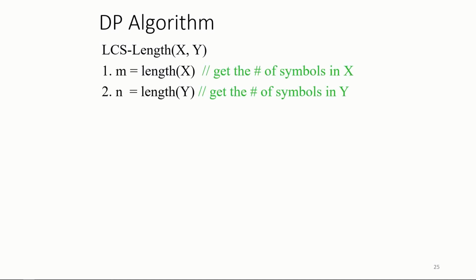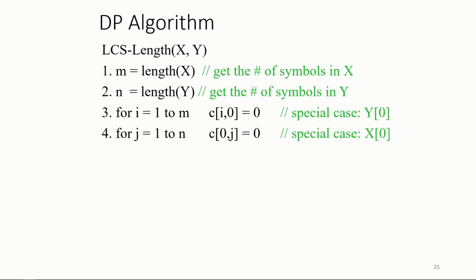First, we need to get the length of two strings x and y. At this point, we will create a 2D array called C. The size of the 2D array will be m plus 1 by n plus 1. Next, we will populate all the cells in the first column and the first row with a value of 0.